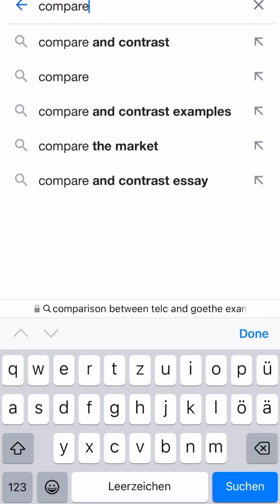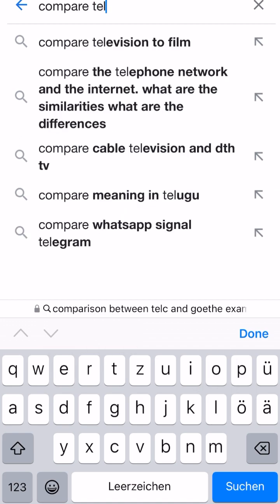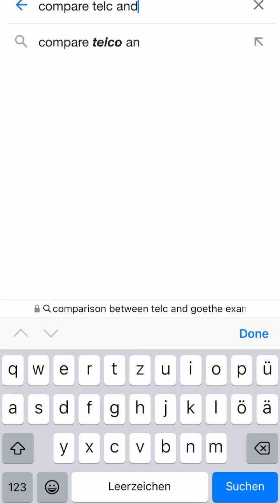But today we will discuss something new. We will not talk about the vocabulary, we will talk about the comparison between Telc and Goethe exam.